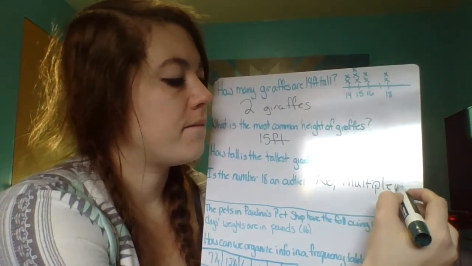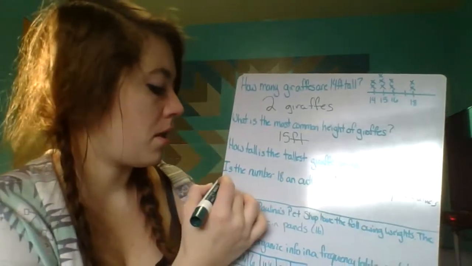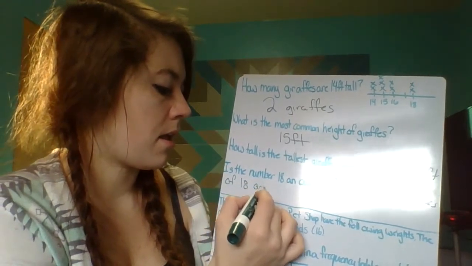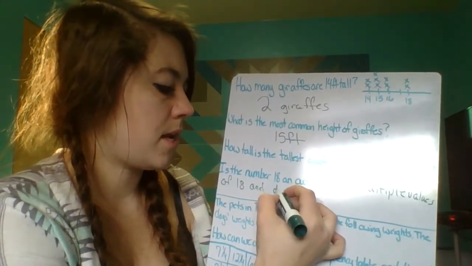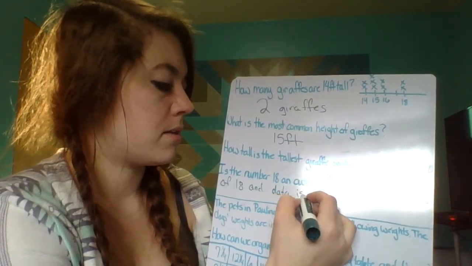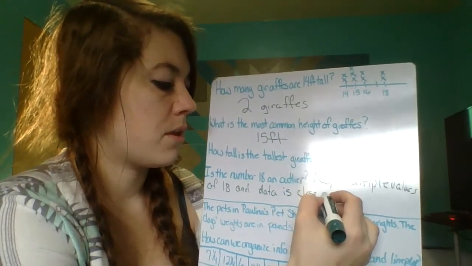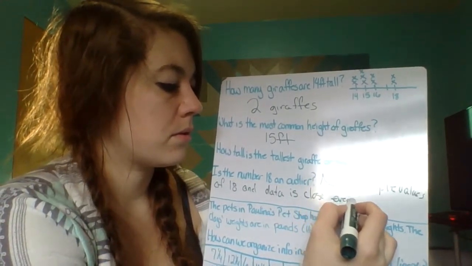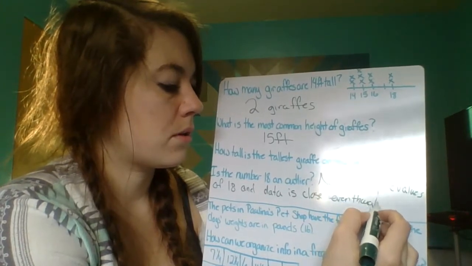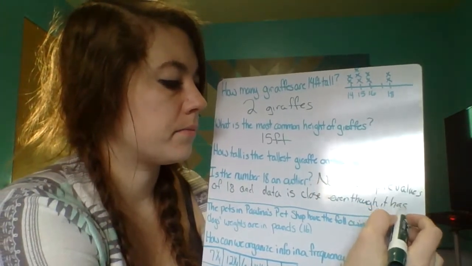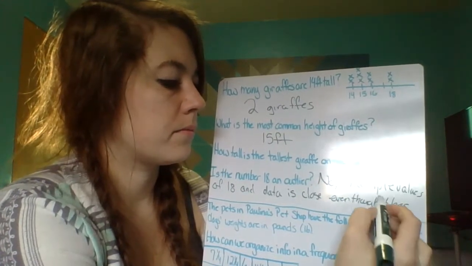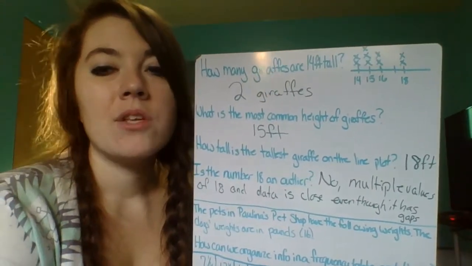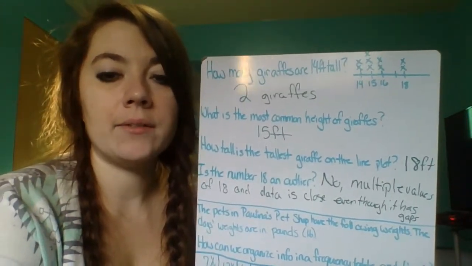Multiple values of 18 and data is close, even though it has gaps. So even though it has gaps, it's really close. There's not a significant gap between these, so I would not consider 18 an outlier.